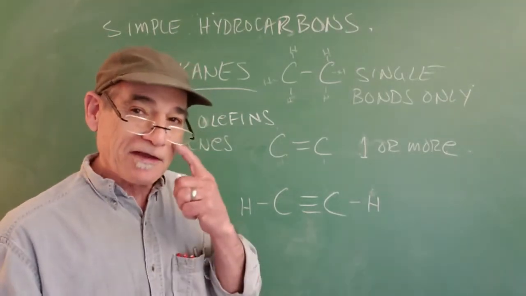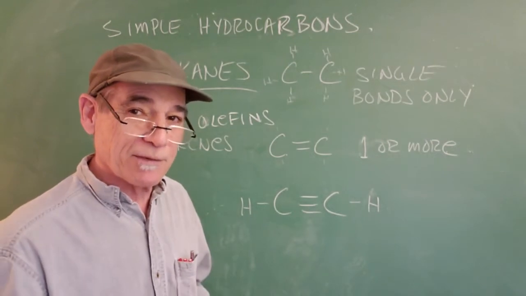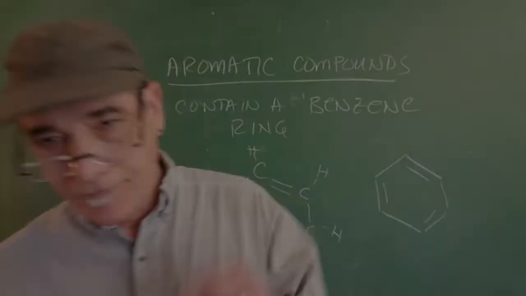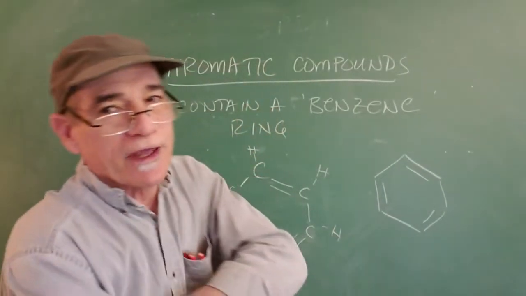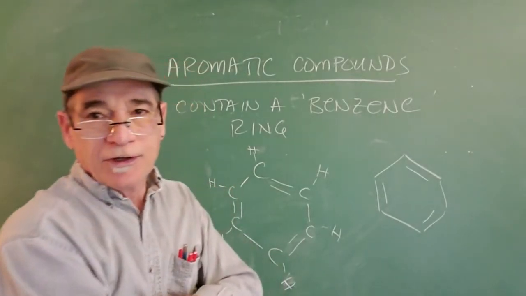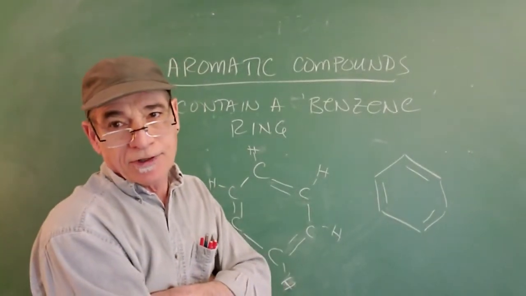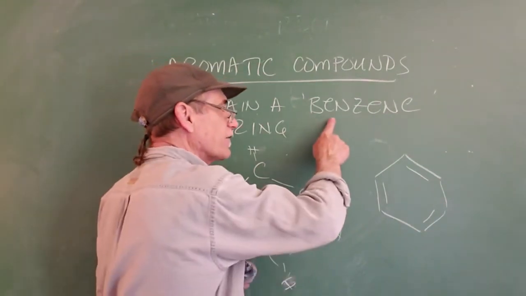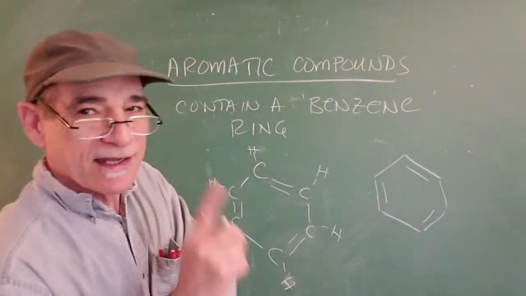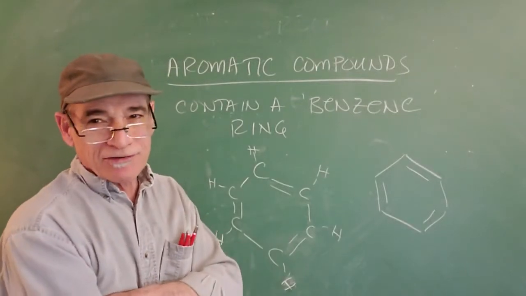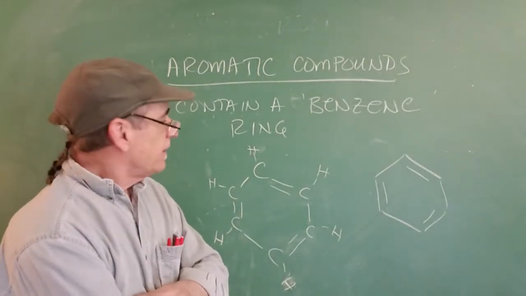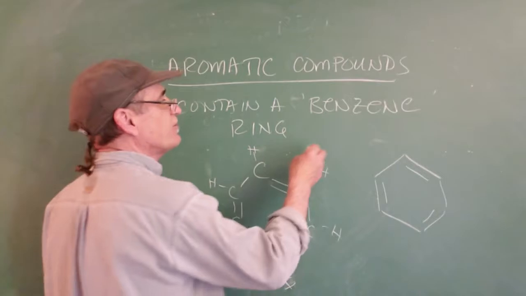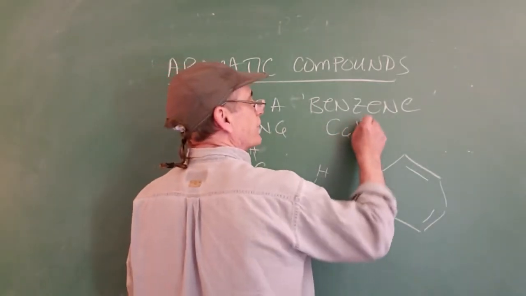All right, well, let me show you that subtle 4th category that I mentioned. Okay, this 4th category of hydrocarbons are the aromatic hydrocarbons. Now, these compounds are based on the compound benzene. They contain at least 1 benzene ring to be classified as aromatic. And benzene has the formula C6H6.